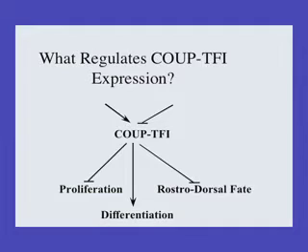So COUP-TF1, we think, is an important transcription factor in patterning the cortex through repression of proliferation, promoting differentiation, and repression of rostral dorsal fate. So then it begs the question, what is it that regulates COUP expression to create this gradient of high COUP ventrally and caudally? So the next part of my talk will address what are some regulators of COUP.